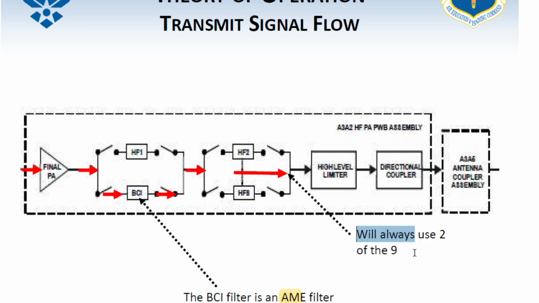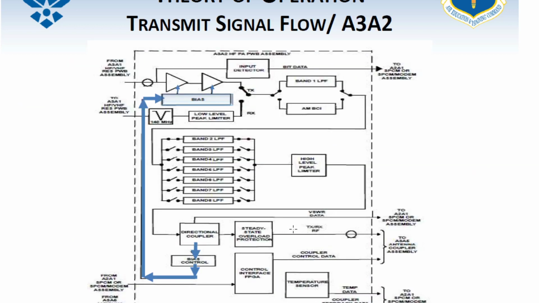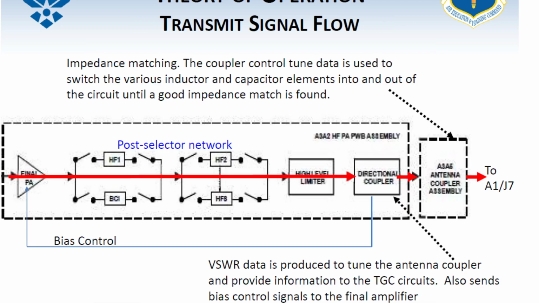Remember, we are always going to use 2 of 9 filters, and when you look at this, logically it makes sense. When we come through here, we're going to use either a band 1 or the AM BCI filter, and then we're going to come down here and use one of these 8 filters that we have left. There are 9 filters because this counts as a filter. Make sense? Yes, sir. Okay, cool. Y'all are very talkative this morning. You're killing me.